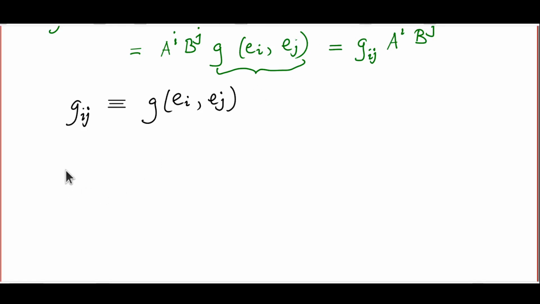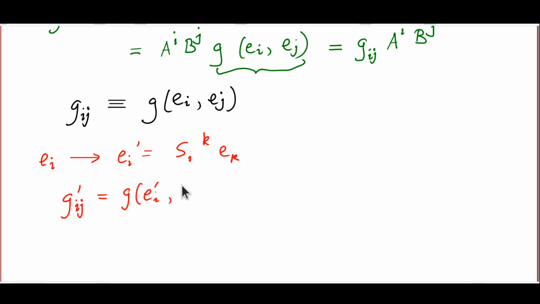Having traveled this far, figuring out the transformation law for components essentially becomes very, very simple. When you carry out a coordinate transformation, the basis vectors, of course, change to e'_i = S_ik e_k, as we have been seeing several times now, and the new components in terms of the new basis vector g'_ij will be nothing but g, the object, which, let me remind you once again, is independent of the coordinate system, acting on the new basis vectors e'_i and e'_j.